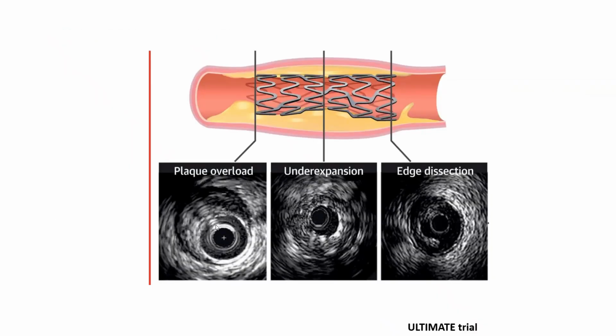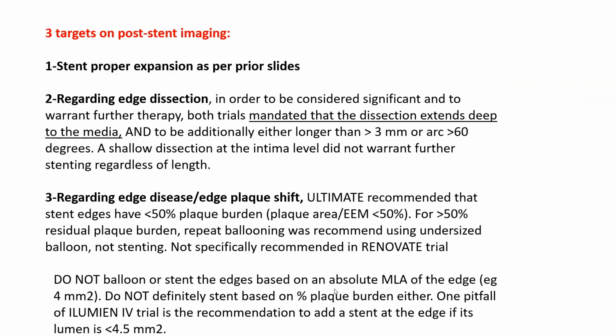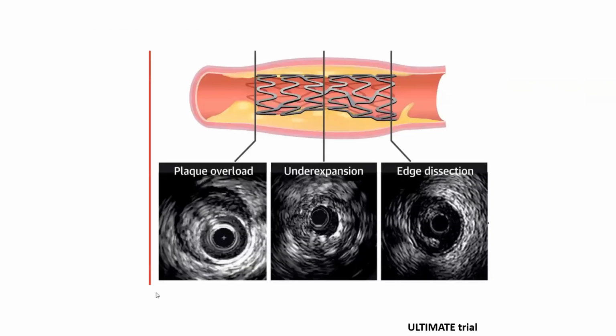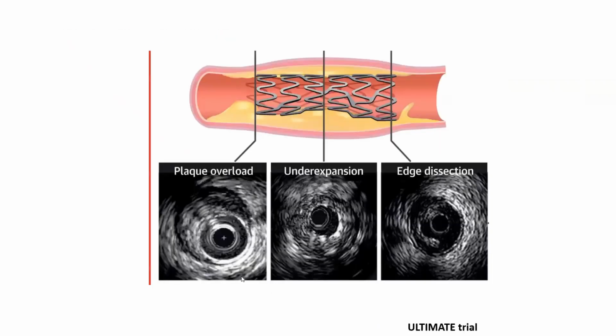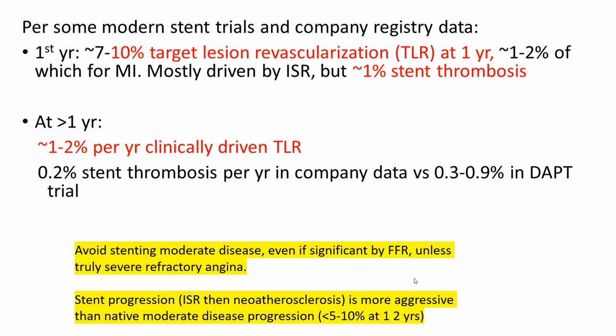And certainly do not simply stent based on that. Keep in mind that most sites with more than 50% plaque burden or less than 4 millimeters square by area are not hemodynamically significant. It's ideal to have less than 50% plaque burden, but it's not absolutely necessary, especially in patients with heavy diffuse disease. And why should you avoid stenting those edges?